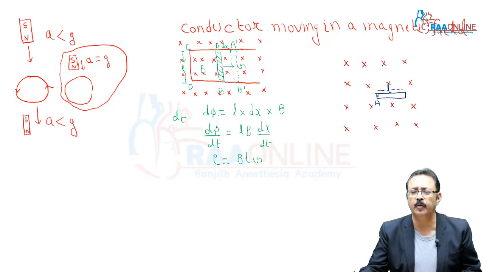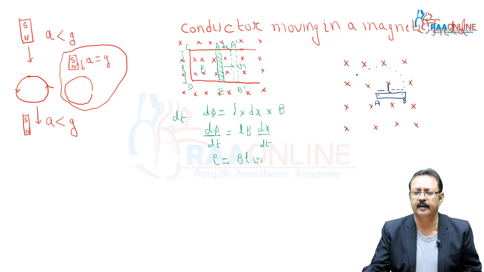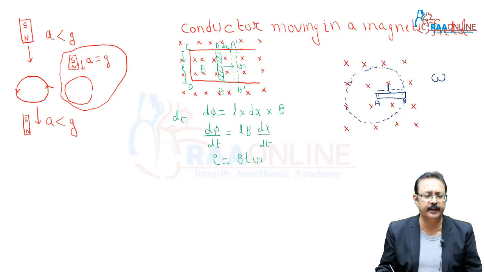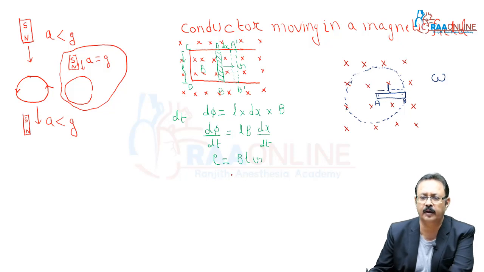It is moving about an axis passing through A, perpendicular to the plane of paper. It is rotating about one end like this, in a circle. It is moving in a circle, cutting magnetic lines of force perpendicularly, with constant angular velocity omega. What induced EMF will generate in this case? How to calculate? The formula is this only.